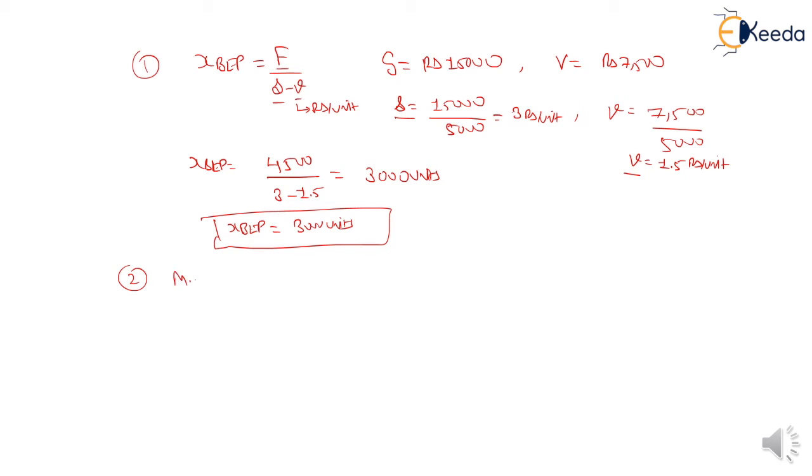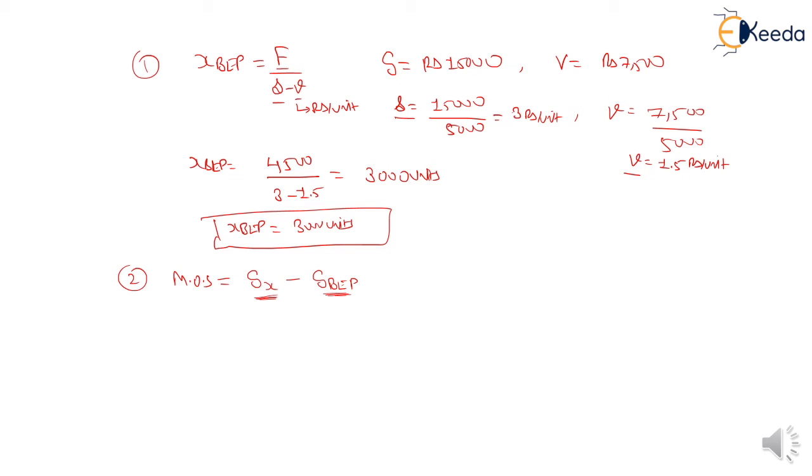And the second point, what is the unknown terminology? Margin of safety. Here the margin of safety is determined in terms of rupees. In the previous session, we discussed the margin of safety. Margin of safety is nothing but the total selling cost corresponding to full capacity minus the total selling cost corresponding to the break-even point. Here the total selling cost corresponding to full capacity is given in the question, and we calculate the total selling cost corresponding to the break-even point and put it in this formula.